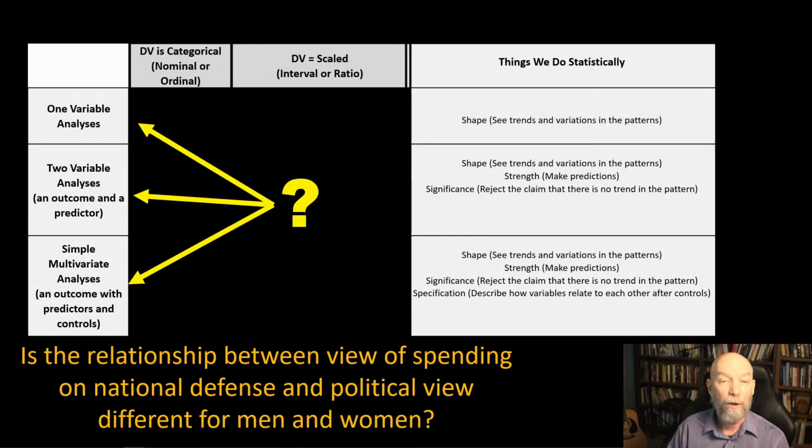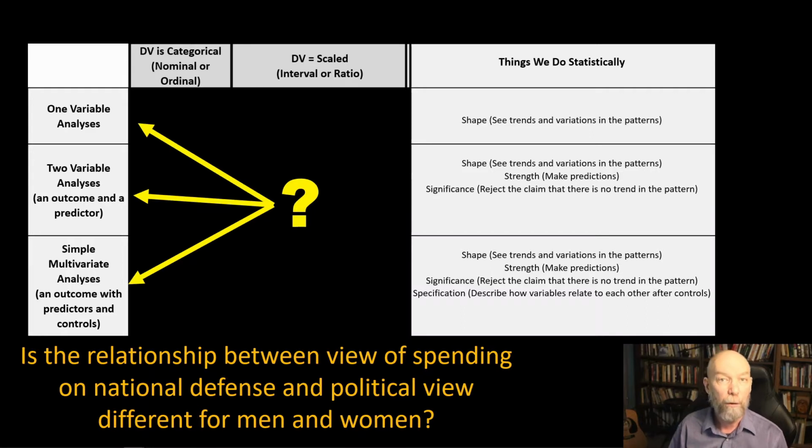In the framework, we start out by deciding what kind of analysis we're running. The question is the relationship between view of spending on national defense and political view different for men than it is for women? So you can already see that we have a set of three variables involved, and they're actually all being involved in the research question together. They're not just being named to be looked at independently, as was examined in the distributions video, where a variety of variables were looked at, but no relationships between variables were considered, and thus they were using a one-variable analysis.